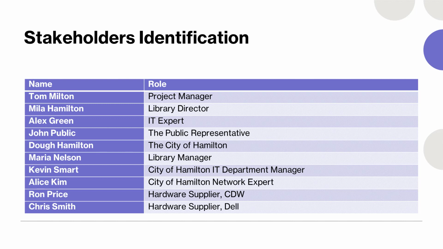There are other key people in our scenario. They are the public, the city of Hamilton, the library manager, the city IT, the hardware vendors, and network experts. Normally, we'd like to make a table listing all these people, their roles, and how much they can shake things up in our project. But for now, let's just remember who they are, and we'll come back to this later.